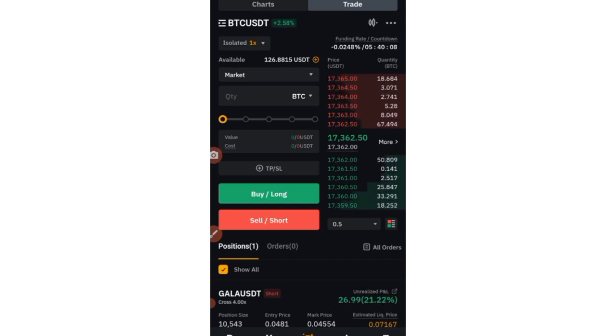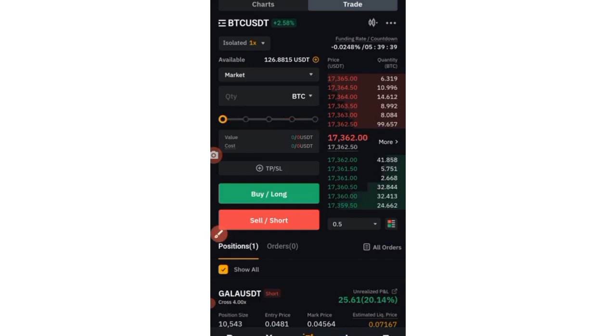Now you've changed it to isolated and your leverage. The next thing: you have in this account, for example, about $126 left there. So if you want to buy now, you can use this arrow here. Let me put it properly so you see it. You can drag this arrow to anywhere you want to determine the amount you want to use to trade.